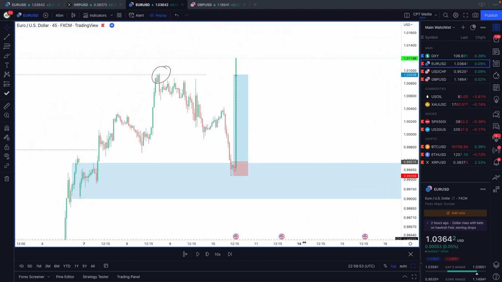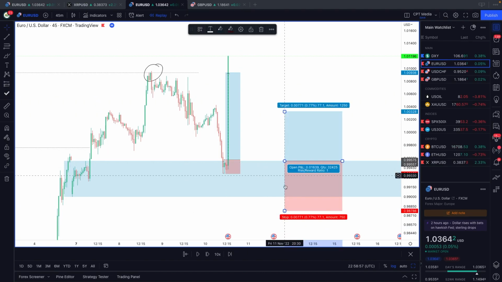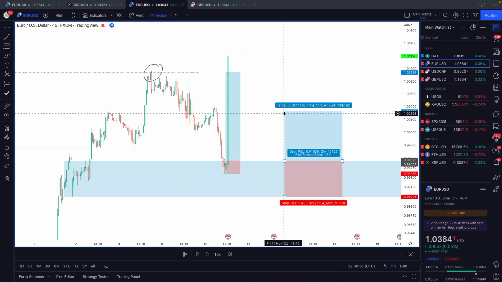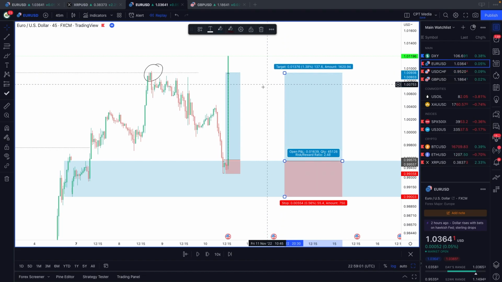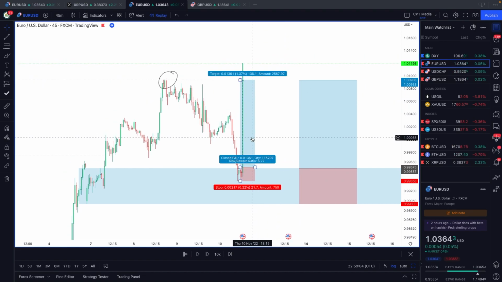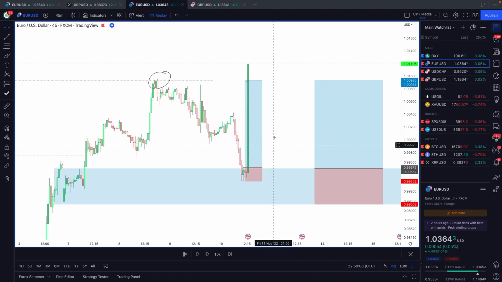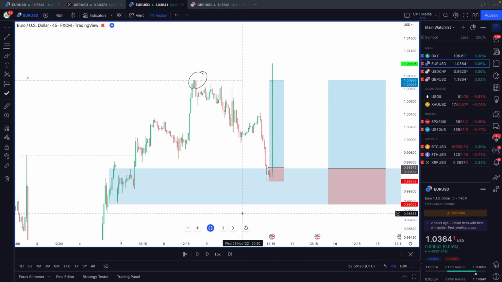Now, simple: what was previously a 2.5R is now a 6.3R roughly. So I have 3 times my reward. I've also been more patient and waited for the move to play out, which is increasing the probability of my bias being correct because I've waited for confirmations. And it played out in my favor with a much larger risk to reward. So I would have earned a much better return with this setup just by using a confirmation entry.